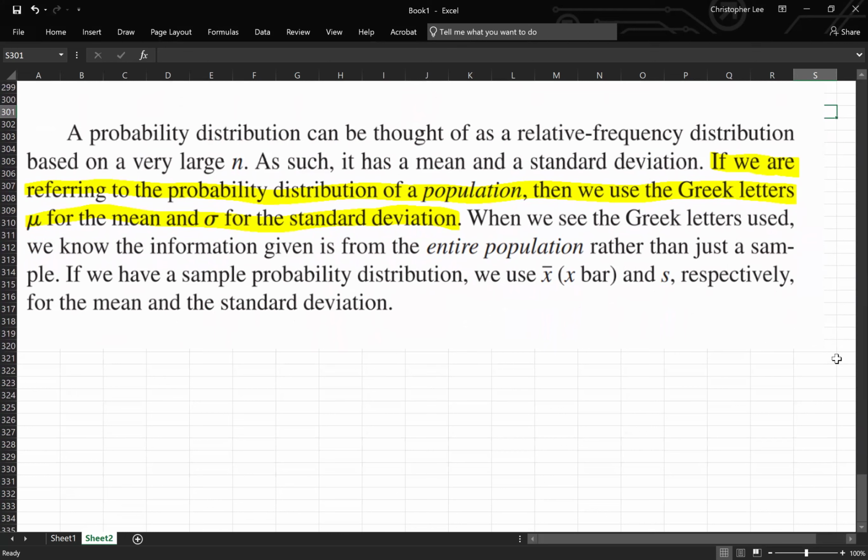If we are referring to the probability distribution of a population, we use the Greek letters mu for population mean and sigma for population standard deviation. When we see the Greek letters used, we know the information given is from the entire population rather than just a sample. If we have a sample probability distribution, we use x bar for sample mean and s for sample standard deviation. All right, just wanted to recap that. No, you do not need to memorize that. It's all on your formula sheet.